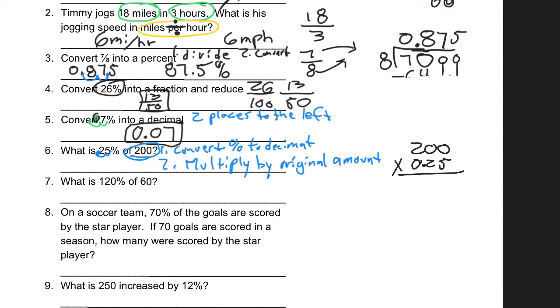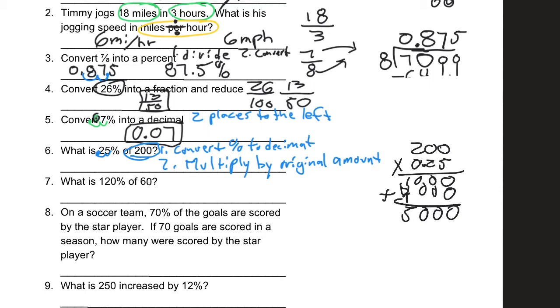Some of you might have been able to do this in your head already, because 25% is 1/4, and maybe you figured out that 1/4 of 200 is actually just 50, right? Because 50 cents plus 50 cents plus 50 cents plus 50 cents equals $2. All right, but let's just do this the long way. 5 times 0, 5 times 0, 5 times 2. Drop a 0, and then I do 2 times 0, 2 times 0, 2 times 2. I get 4. And then I add them together.